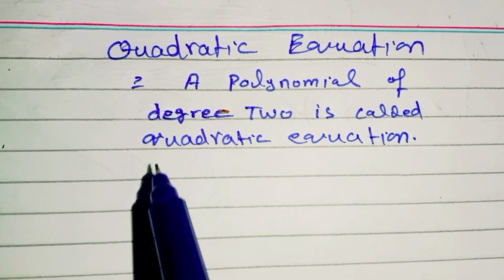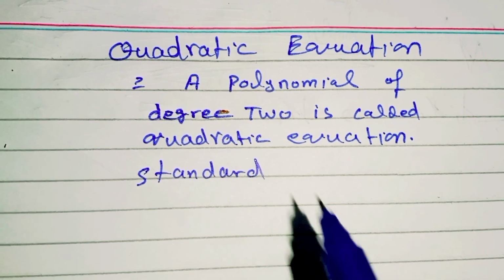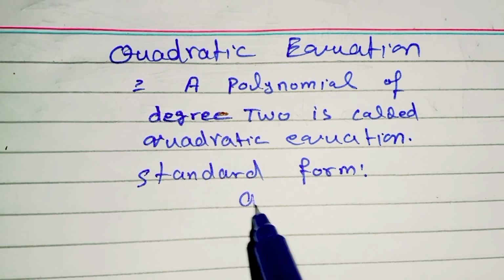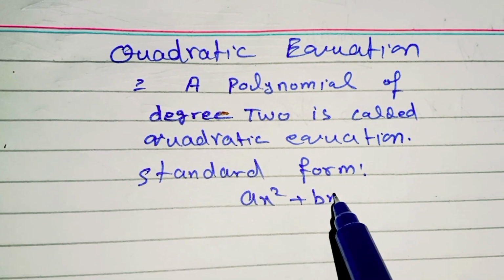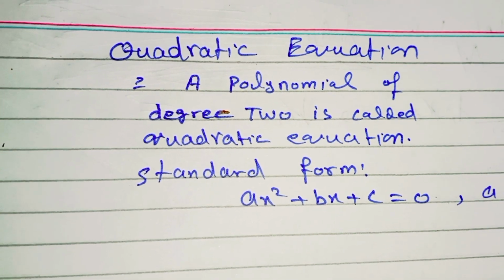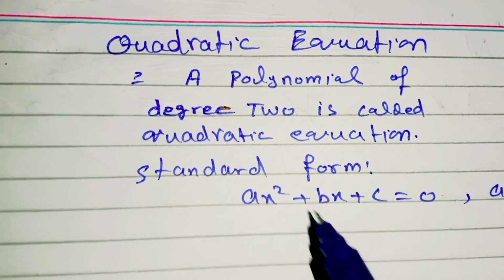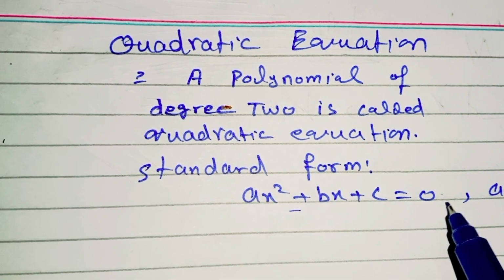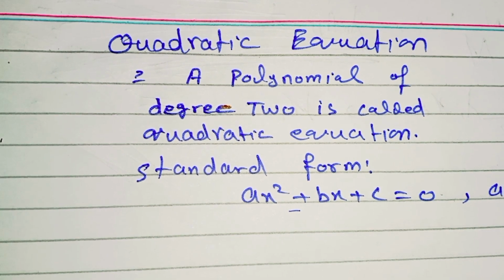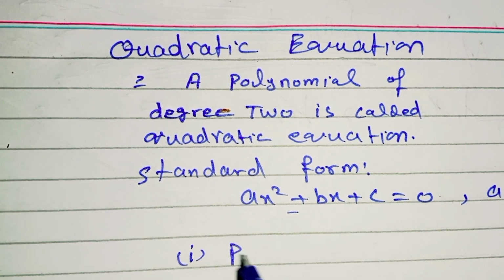standard form of quadratic equation. ax square plus bx plus c is equal to 0, where a is not equal to 0. The equation of the form ax square plus bx plus c is equal to 0, where a is not equal to 0, is also known as quadratic equation. Here we discuss a somewhat special type, the pure quadratic equation.